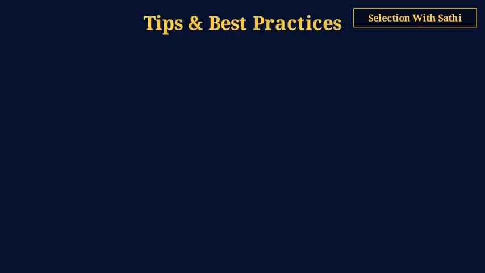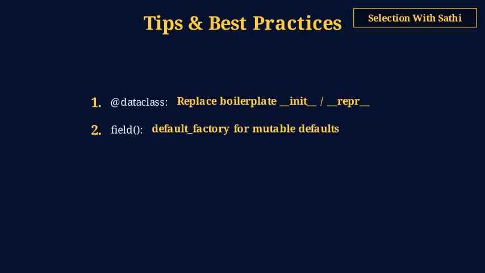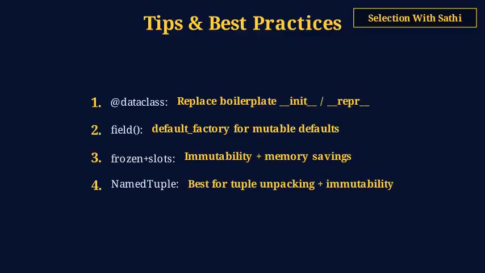Key tips to remember. Use @dataclass for most structured data. It replaces boilerplate. Always use field default_factory for mutable defaults, never a bare list. frozen=True plus slots=True gives immutability and memory savings. NamedTuple is best when you need tuple unpacking with named fields.